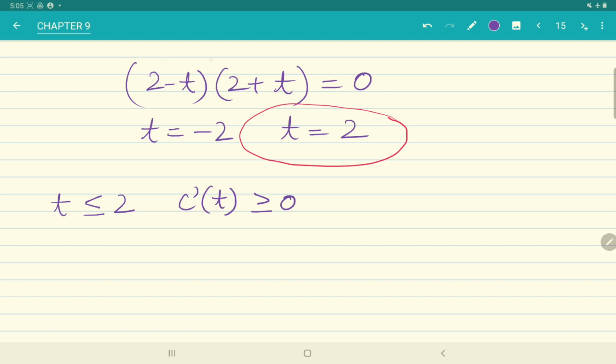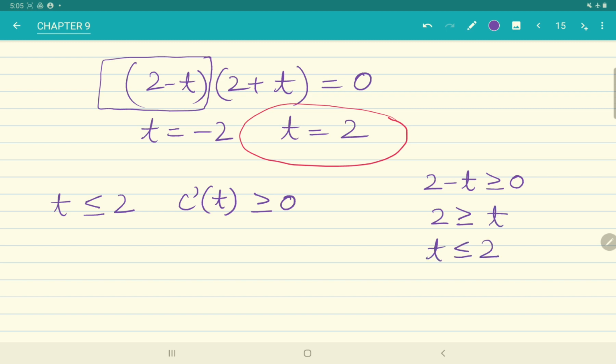Because I'm only concerned about this: if t is less than or equal to 2, that means 2 minus t is greater than or equal to 0. And when is this the case? C prime t is less than or equal to 0 means t is greater than or equal to 2. That's when this is the case.